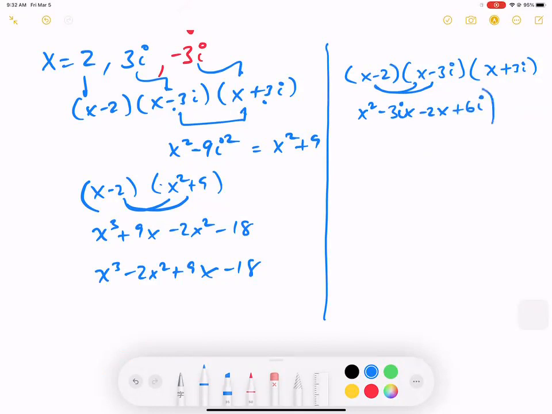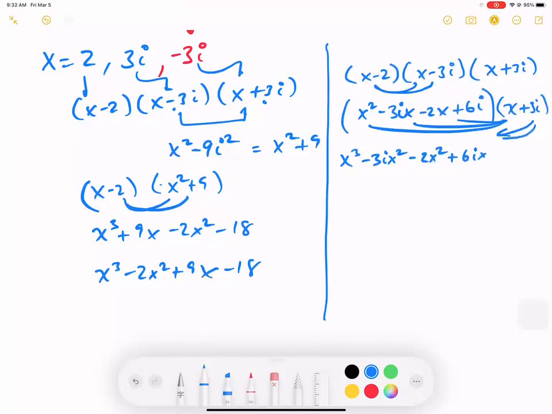Now we're going to take this answer and multiply it by x plus 3i. That seems like a bigger mess, right? And it is a bigger mess, but it'll work. We're going to go x first. That's the easier pattern. x cubed minus 3ix squared minus 2x squared plus 6ix. Then multiply everyone by 3i.